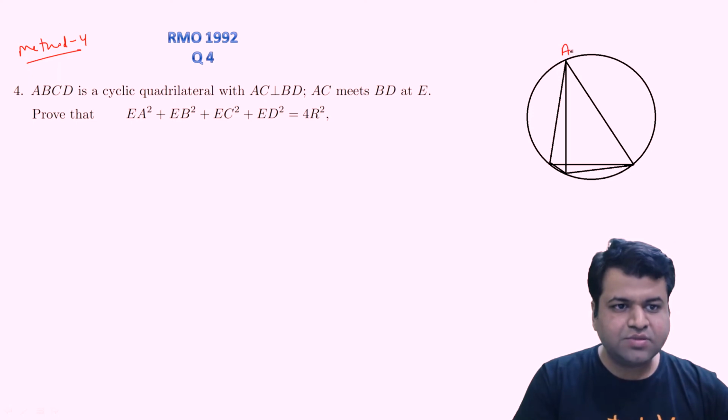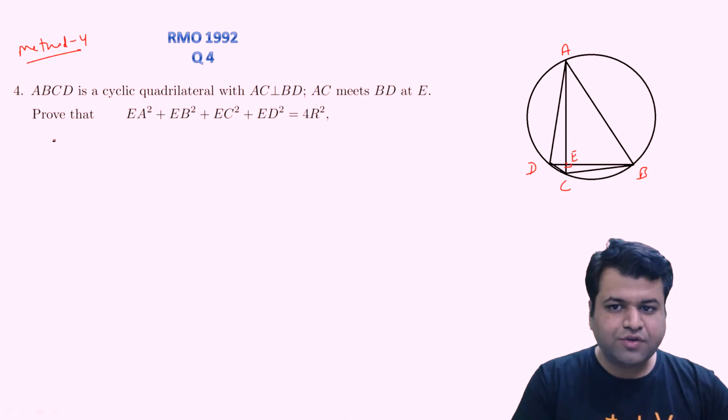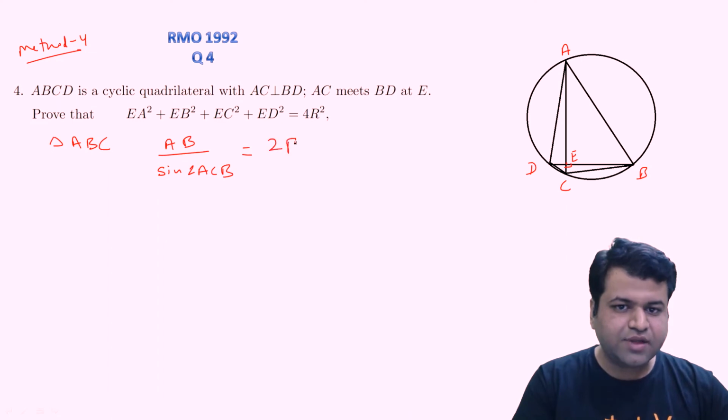So let's assume this was a cyclic quadrilateral, right? This was the point of intersection E, and in fact this angle is 90 degrees. Now if you consider triangle ABC, we can say that AB upon sine of the opposite angle, that is sine of angle ACB, will be nothing but 2r. That was the sine rule.